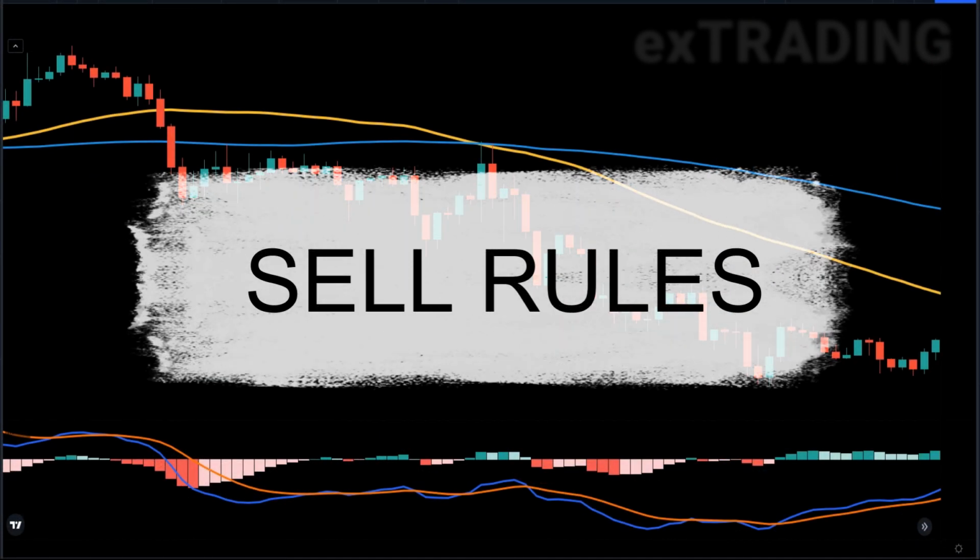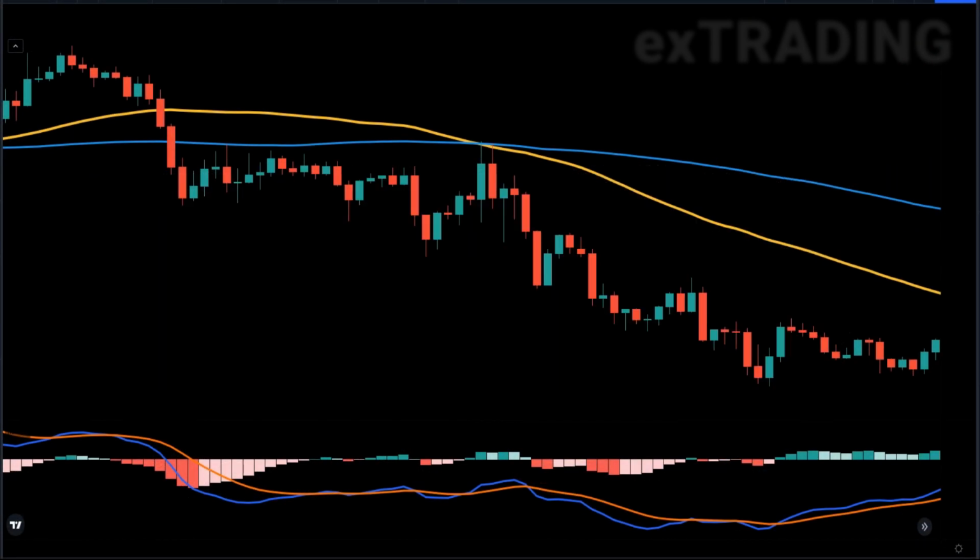Sell rules. Sell rules is the opposite of buy rules. Step number 1: the price moves below 50 simple moving average and 100 simple moving average and it trades above the closest simple moving average.